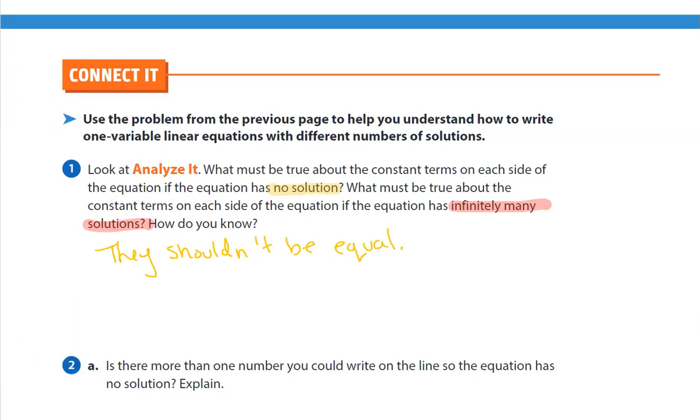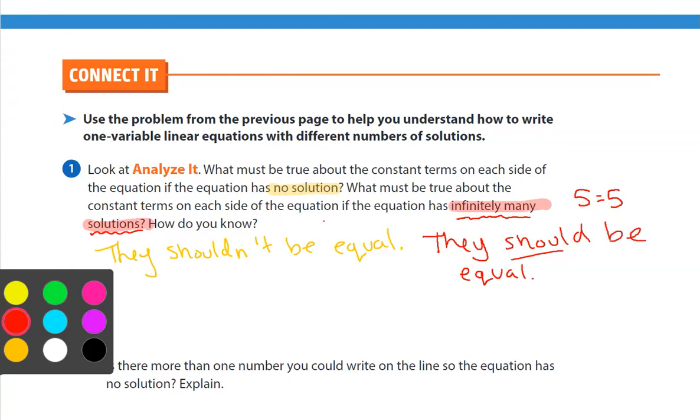Okay. What must be true about the constant terms on each side of the equation if the equation has infinitely many solutions? Well, remember, infinitely many means both sides are equal. So, how can we phrase that? How can we word that in English? I guess just the opposite of what we said, right? They should be equal.